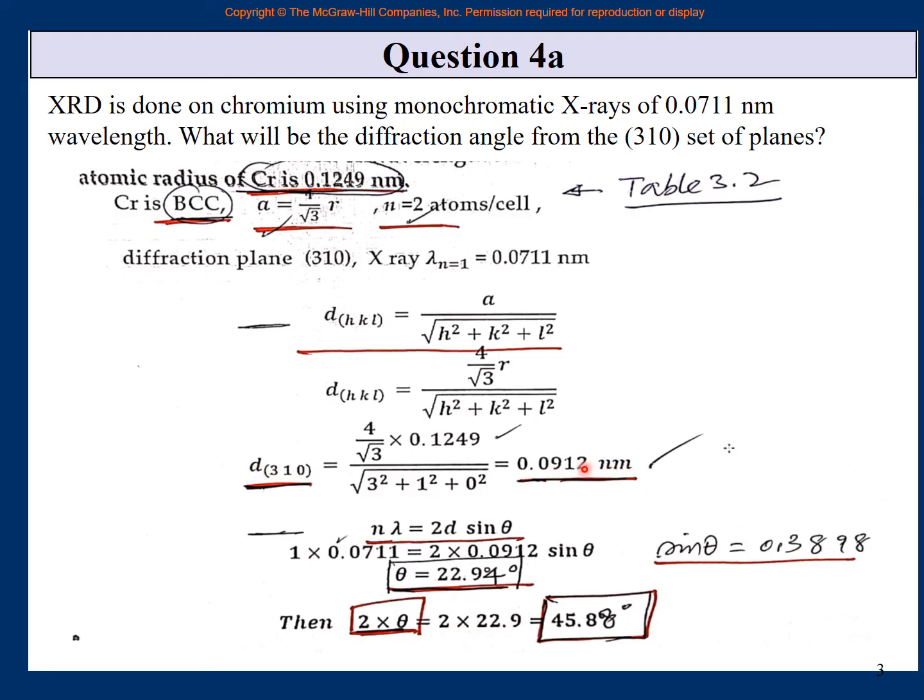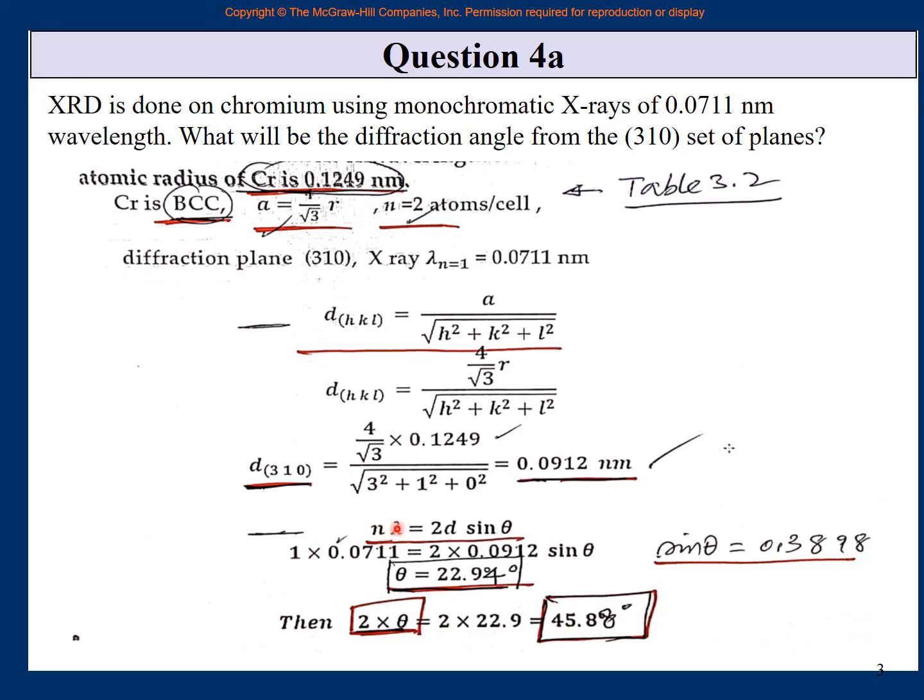The only other equation in XRD is Bragg's law, n lambda is equal to 2d sine theta. Now, if they said diffraction from the second set of planes, then n is equal to 2. But if they just say from the 310 set of planes, then of course the strongest reflection is from the first plane. So n is always 1 unless it is specifically said that n has some other value. So n is equal to 1.